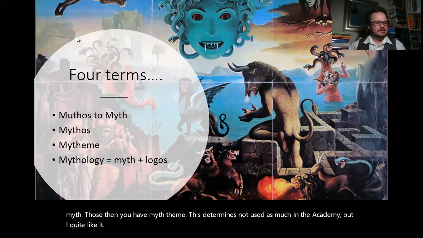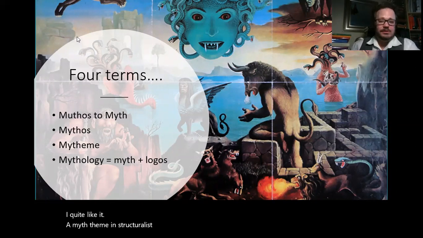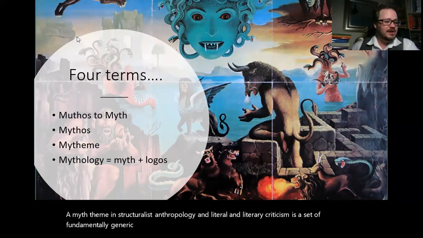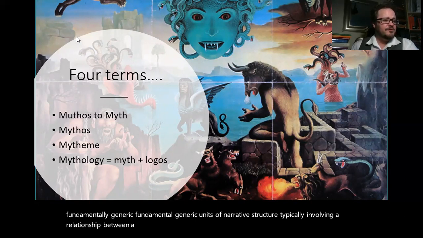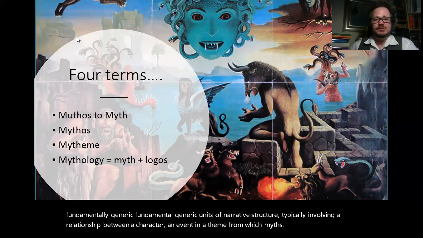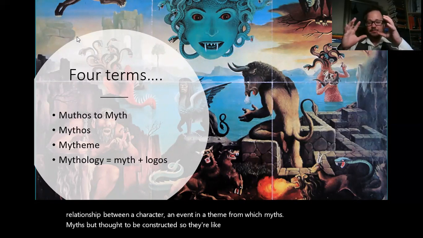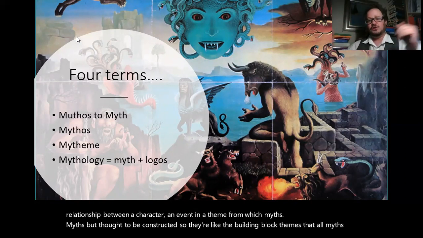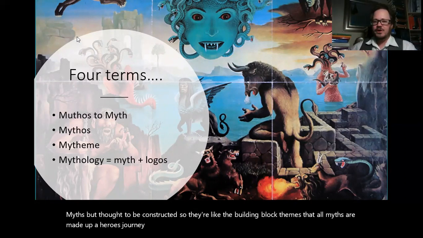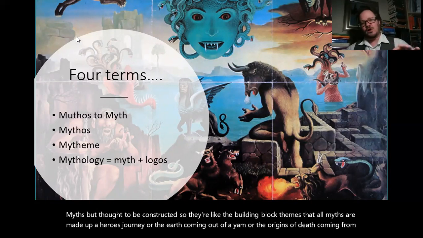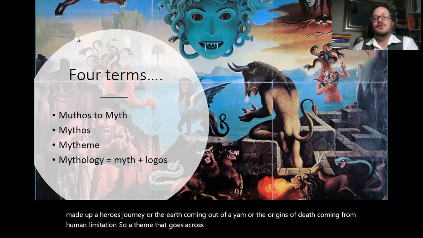A mytheme in structuralist anthropology and literary criticism is a set of fundamental generic units of narrative structure, typically involving a relationship between a character, an event, and a theme, from which myths are thought to be constructed. So they're like the building block themes that all myths are made of, like a hero's journey, or the earth coming out of a yam, or the origins of death coming from human limitations. So a theme that goes across myths that you see that myths are built off of.